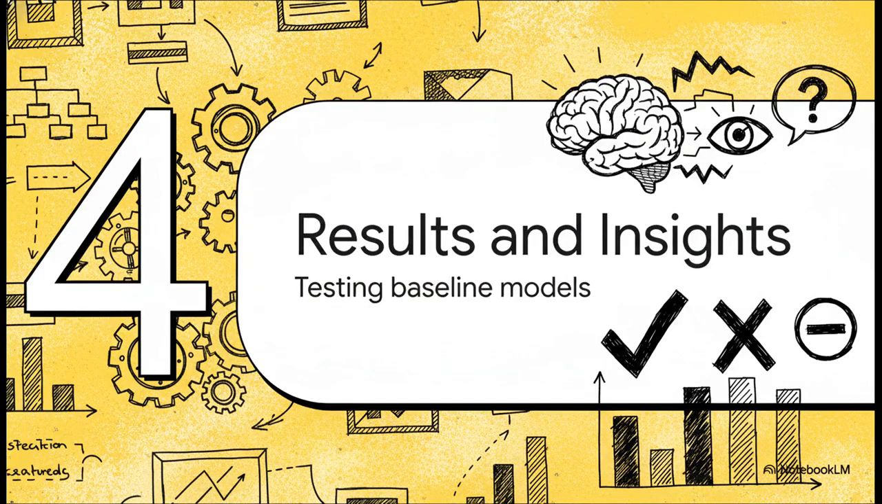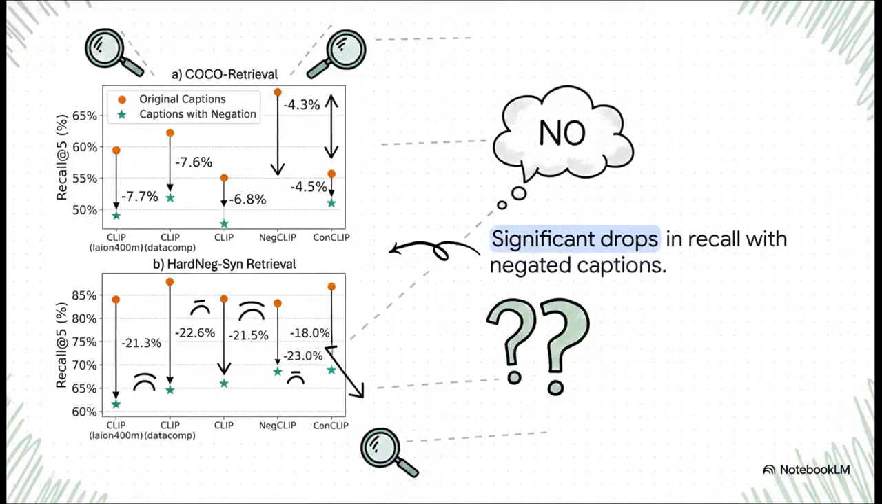So, the big question, did it work? Let's dive into Section 4, experimental results and insights. Let's look at standard retrieval first, measuring recall at 5, meaning is the correct image in the top 5 results.